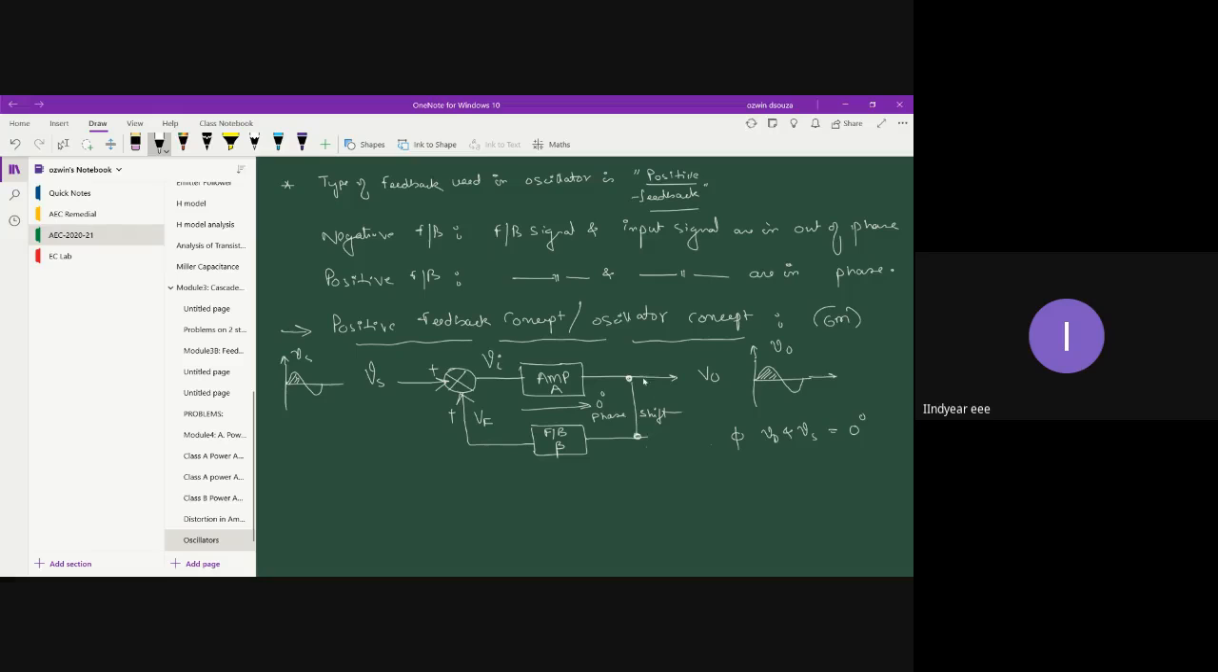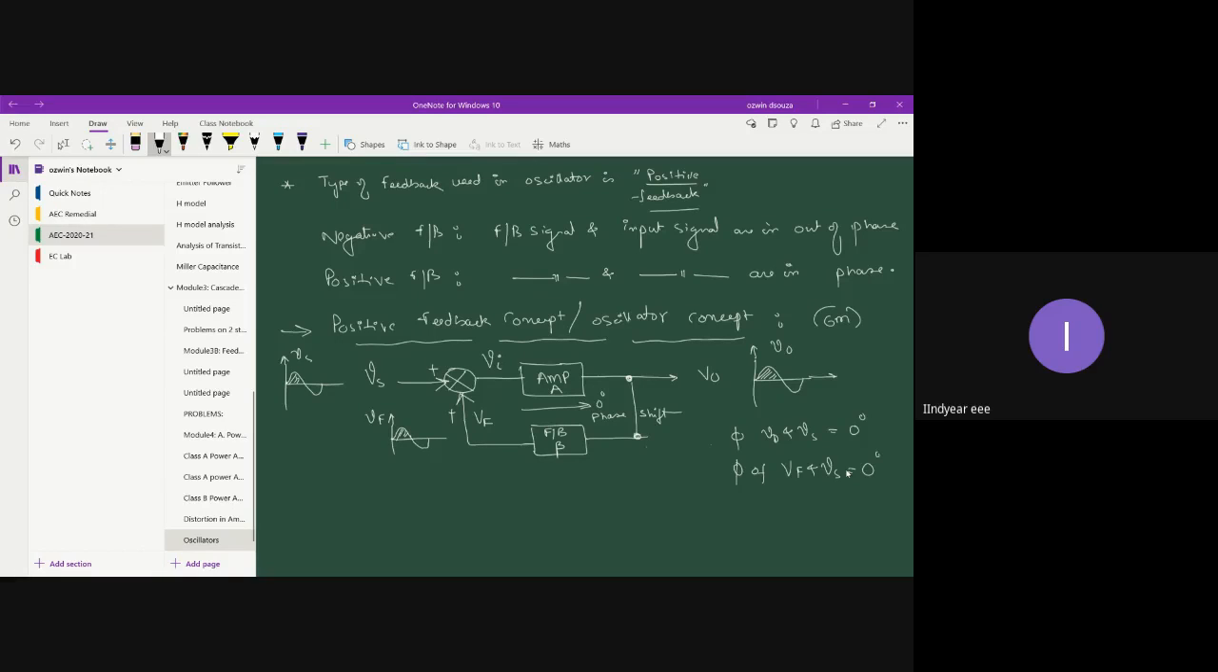Similarly, when you feed a part of the output signal to this feedback network, the feedback network produces a feedback signal. Let's say this feedback signal is represented by Vf. This Vf is also having the same phase as that of Vs and V naught. Hence, the phase phi of Vf and Vs is also 0 degree. That means in case of positive feedback concept, or in totality in case of an oscillator circuit, the total phase shift around the loop should be 0 degree or 360 degree, because 0 and 360 degree are mathematically considered the same point.